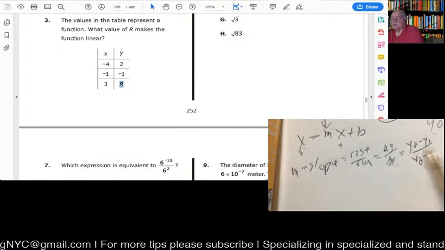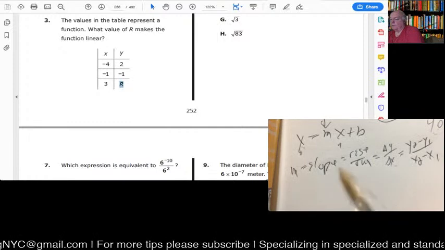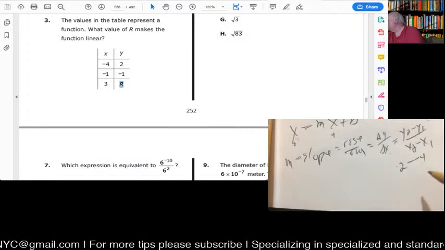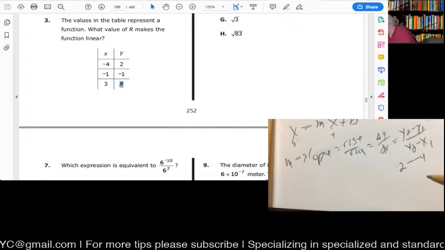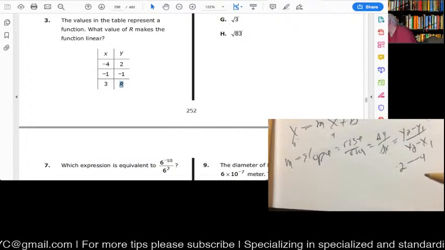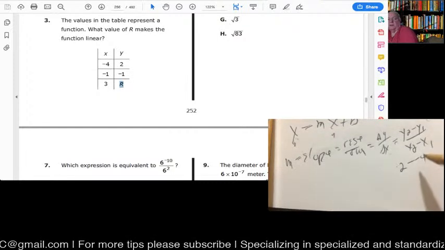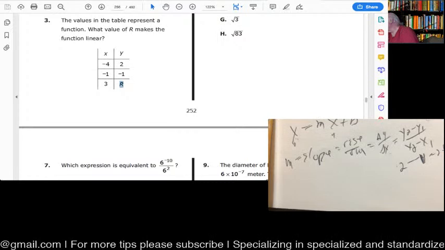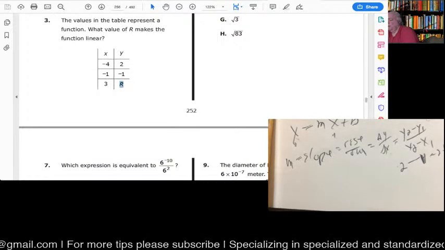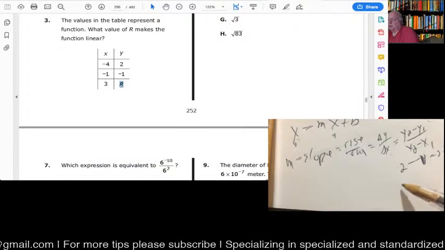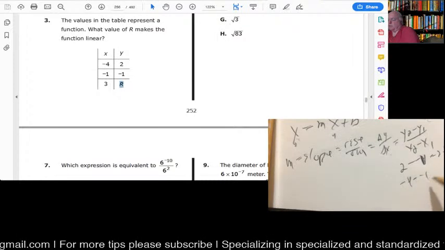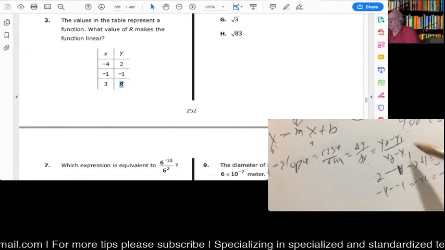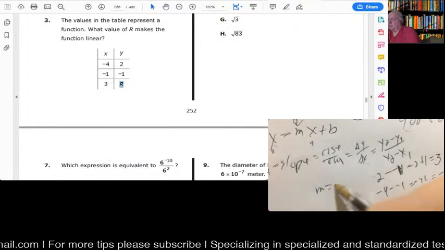So what we need to do is just go for it. On the first one, we have 2 minus 4, right? No, I did that wrong. 2 minus 1 is the same as 2 plus 1. That's equal to 3. And the x is going to be minus 4 minus 1. So we're going to get minus 4 plus 1, and that's equal to minus 3. So if we put the 3 over the minus 3, we get m equals minus 1.